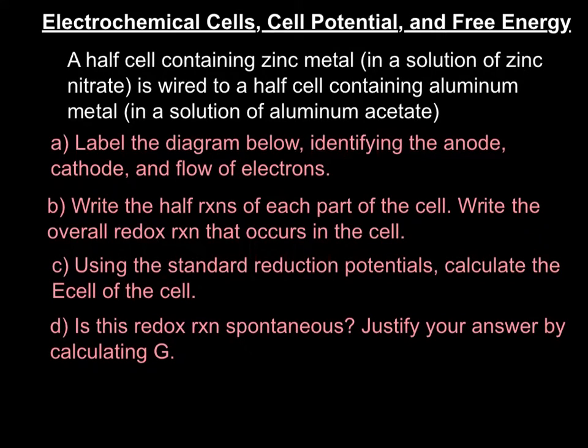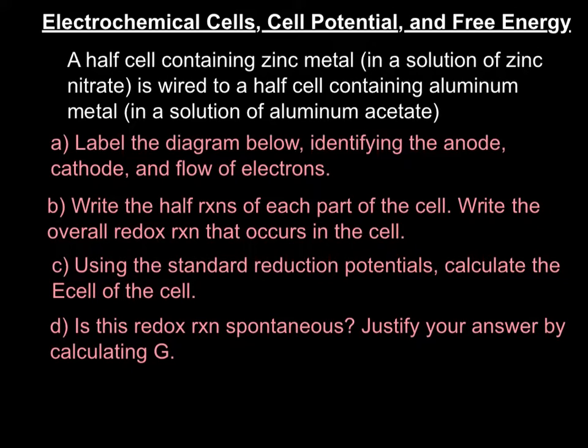Hello gentlemen, here's an example video on electrochemical cells, cell potential, and free energy, a combined problem. So here's your problem. A half cell containing zinc metal in a solution of zinc nitrate is wired to a half cell containing aluminum metal in a solution of aluminum acetate.